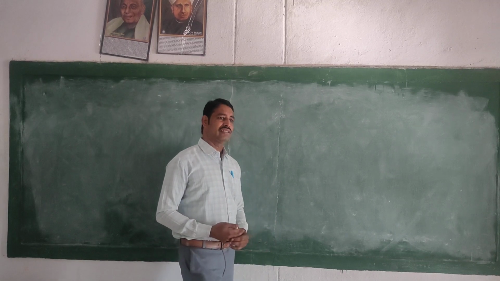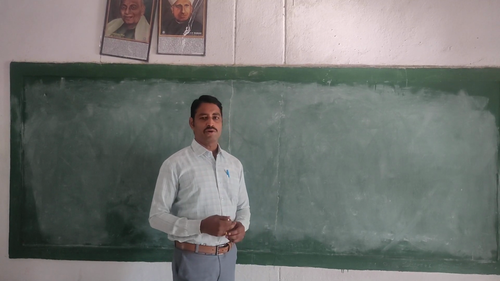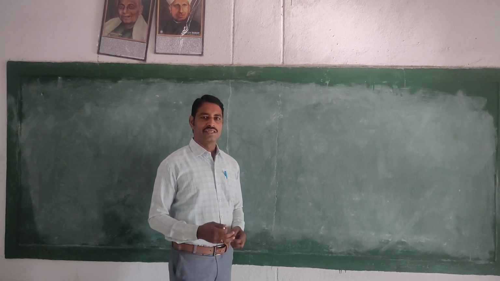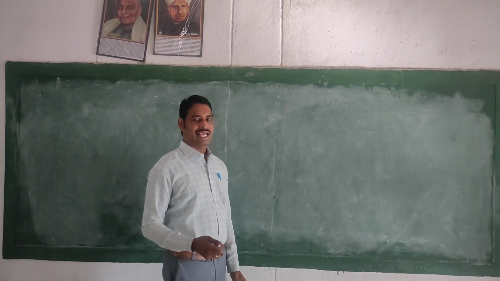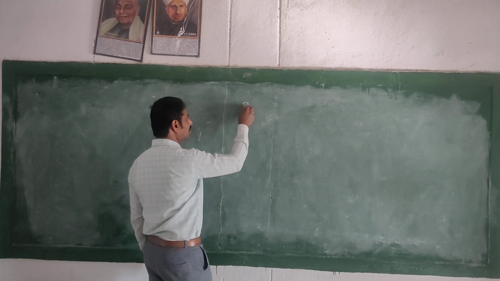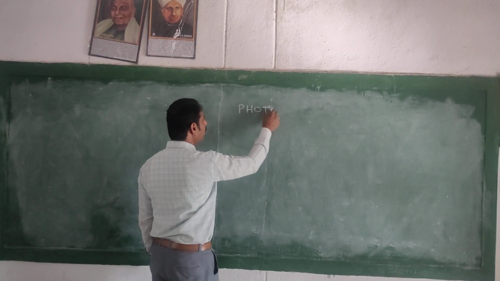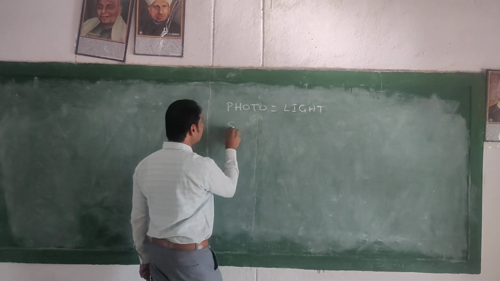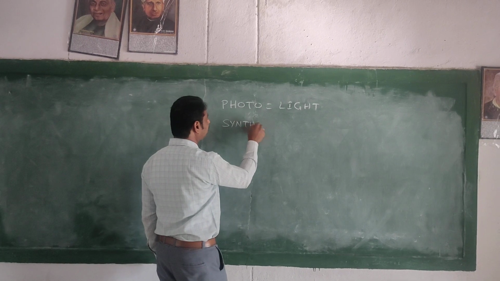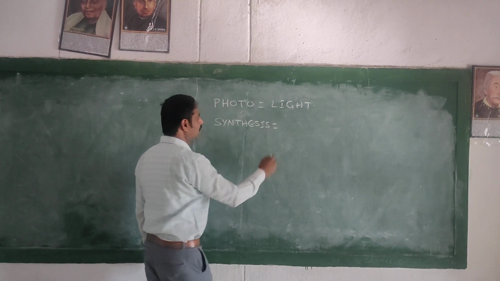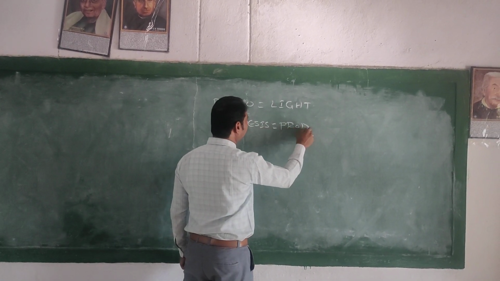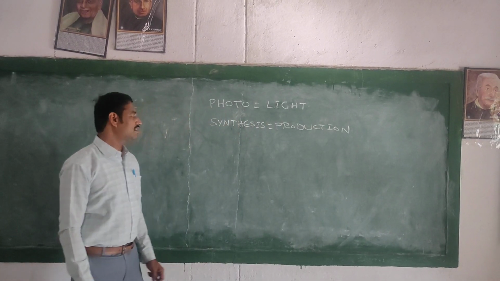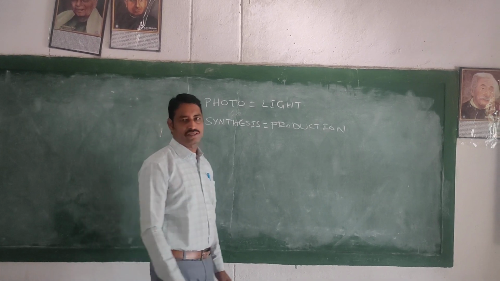So mainly, how they produce the food, what is the mechanism, the process by which plants prepare their own food is called photosynthesis. Photo means light, synthesis means production. Production or preparation of a compound is called synthesis. So hence the name is photosynthesis.